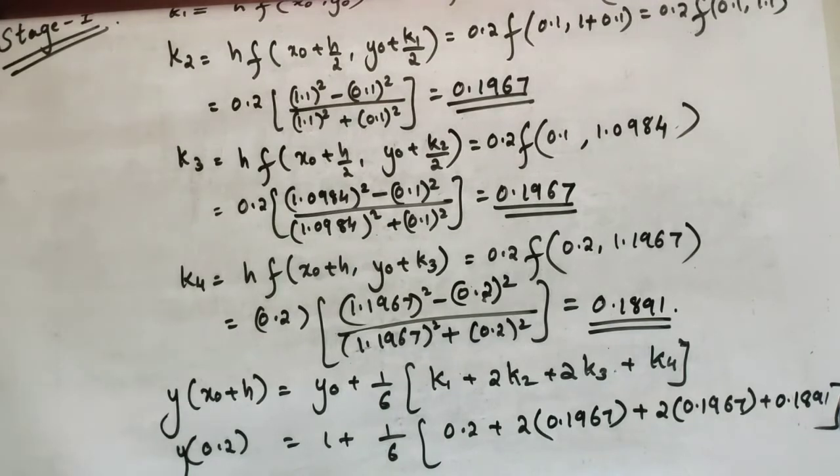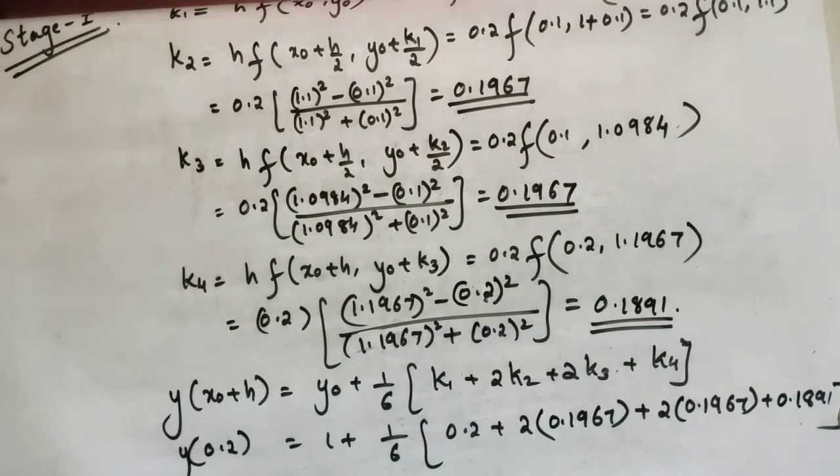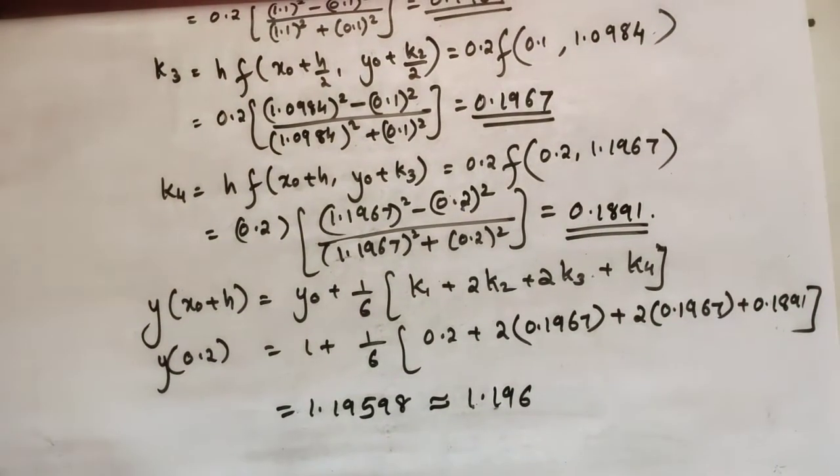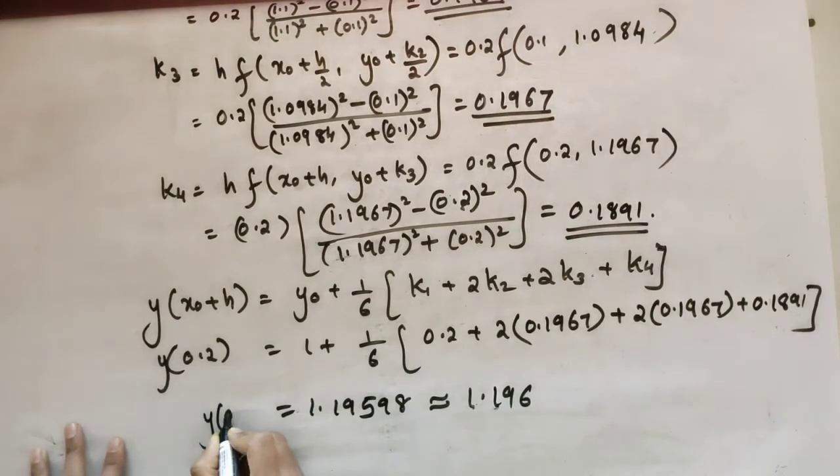The answer should be 1.19598, or you can just round it off and write it as 1.196. Okay, this is the first part. Stage 1 is complete, so this is y of 0.2.